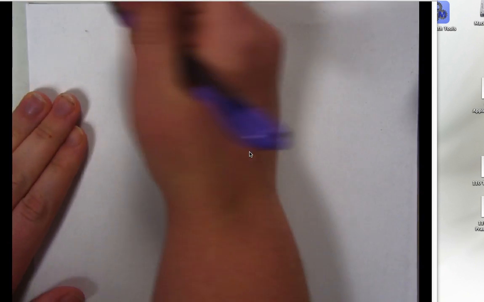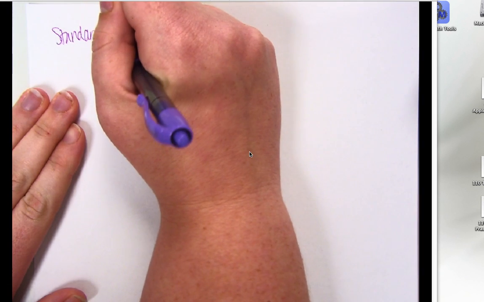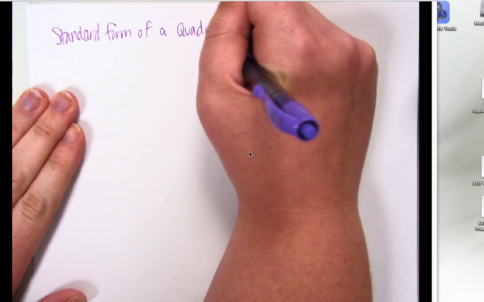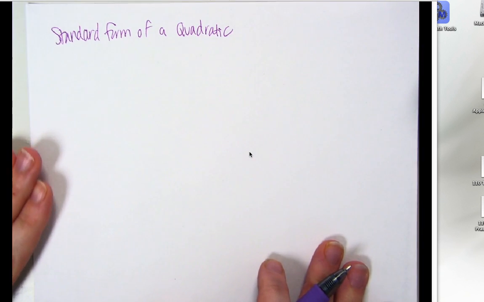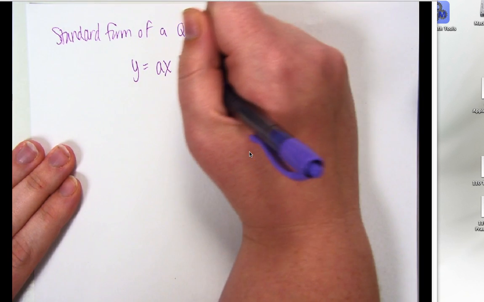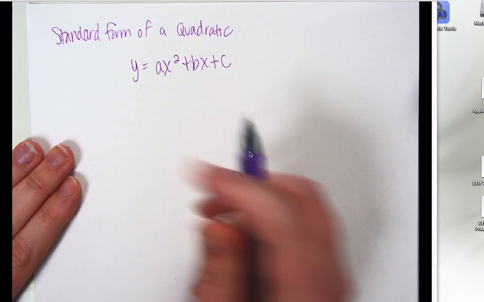Hi, Advanced Algebra students. Today we are talking about the standard form of a quadratic equation or a quadratic function. So what that looks like is y equals ax squared plus bx plus c.